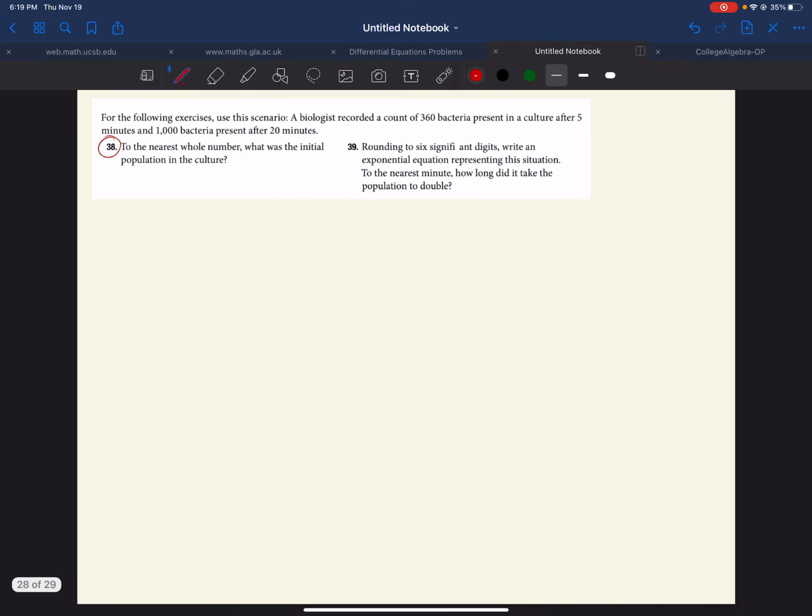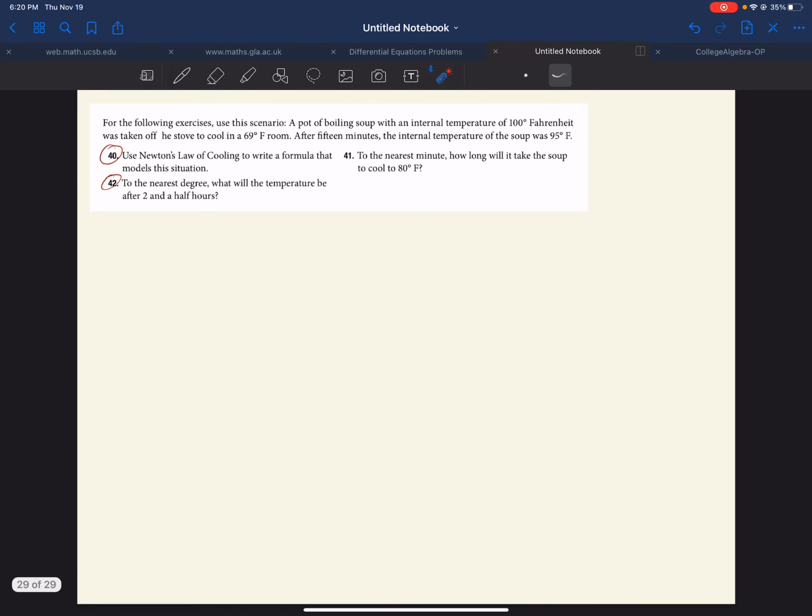I have 2 more problems for us to do, and I'm going to make that in a second video. It's because these 2 problems are my favorite problems, and I'm going to kind of front load you right now for what they are. Notice this one says you have 360 bacteria after 5 minutes and 1,000 bacteria after 20 minutes. So you don't know how much you started with. You only know that after 5 minutes there was 360, and after 20 minutes there was 1,000. But you don't know how much to start with. And so we need to do something different in this problem.